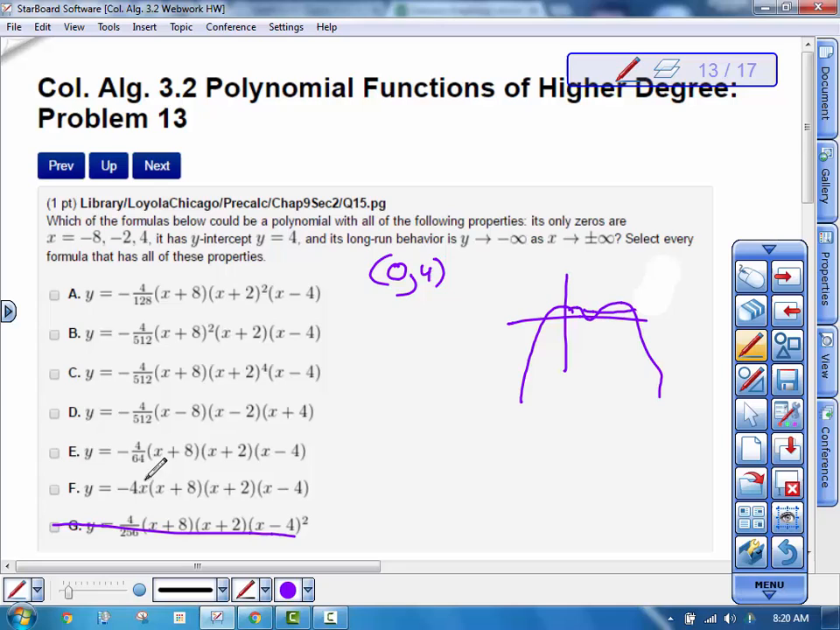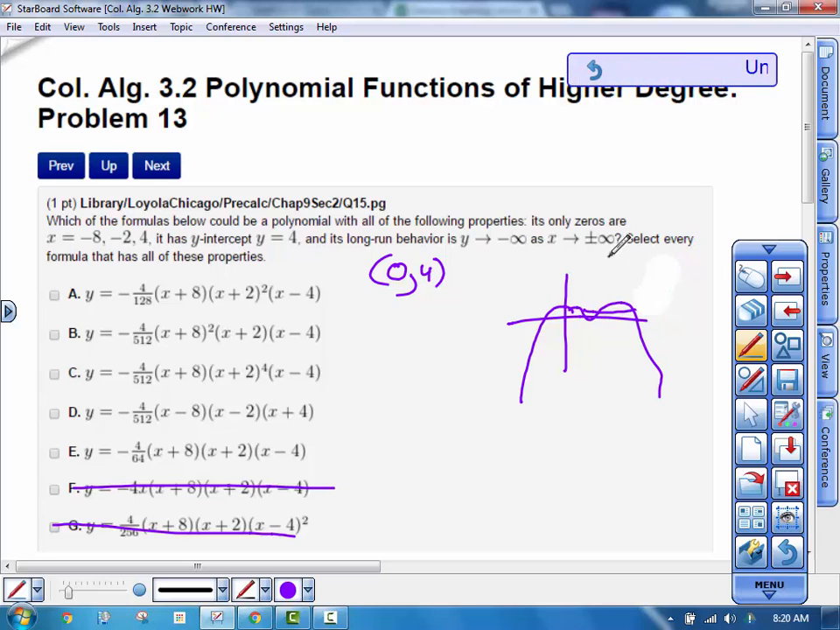So like this one's fine because it's got x times x times x times x, which would be a fourth degree polynomial, so that will go down. Both branches will go down if this is negative. The problem is this one has a 0 at 0, and that's not one of our zeros, so that's not one of them. Let's look at this one. Negative 8, negative 2, and 4 are all zeros. That's good. This thing opens down. That's a third degree though, so that doesn't work because one of the branches would go up.